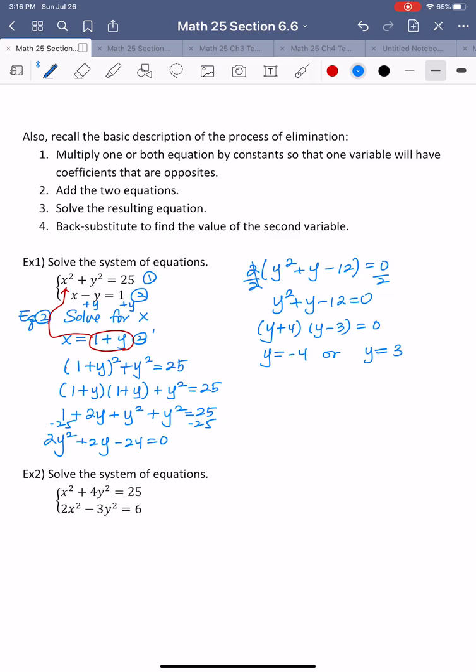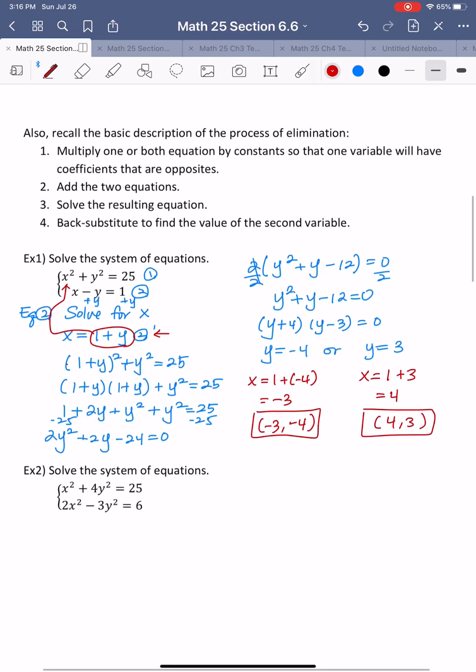So use the equation 2 prime we have here, and then I'm going to solve for x. So x is 1 plus -4, which is -3. So your solution is -3 and -4. And then x equal to 1 plus 3, which is 4. So you got 4 and 3. So these are the solutions for this example 1.